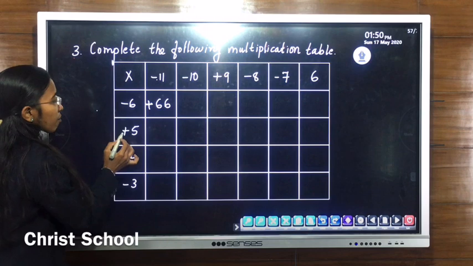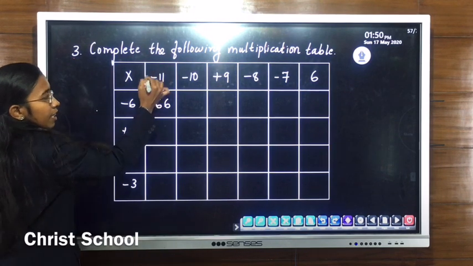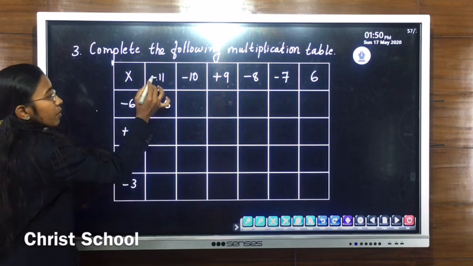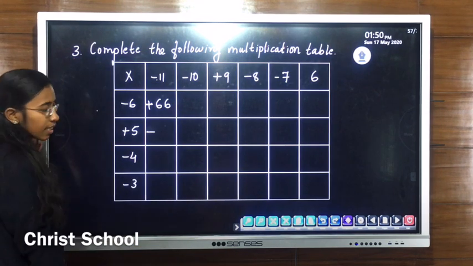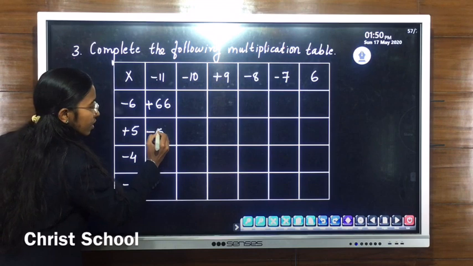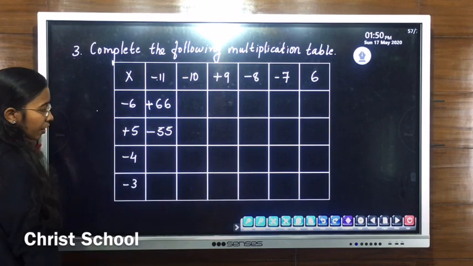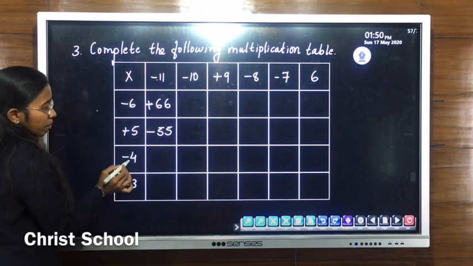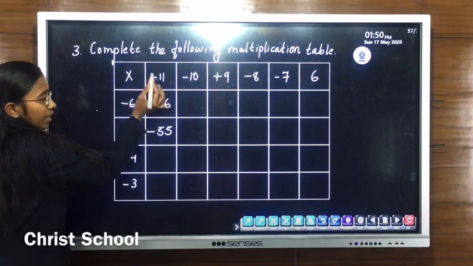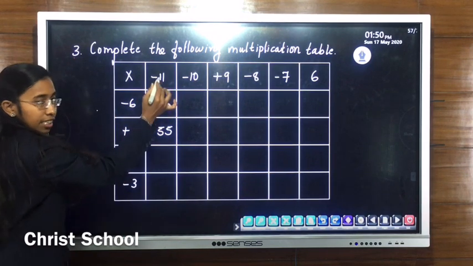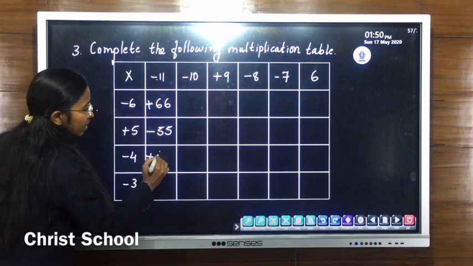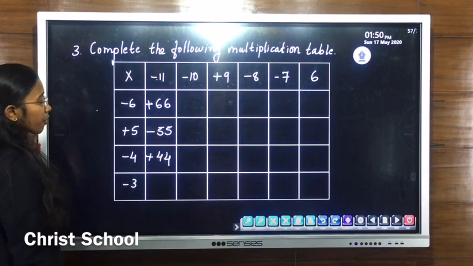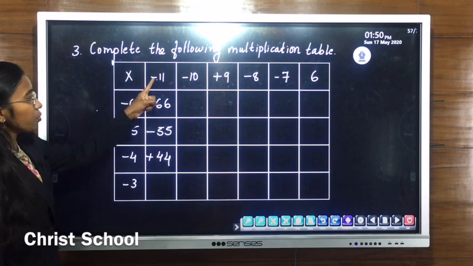This column means we are multiplying this plus 5 and minus 11. One is positive and one is negative. So our answer, sign is always negative. 5 into 11 is 55. And here both numbers, minus 4 into minus 11. Both numbers are negative. Our sign is always positive. 4 into 11 is 44.